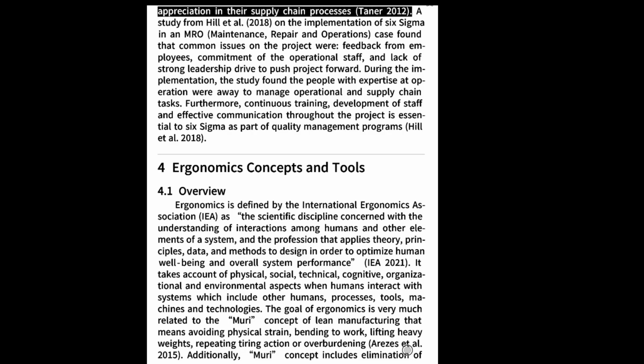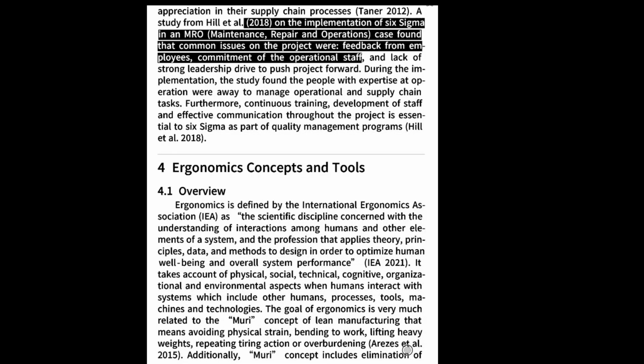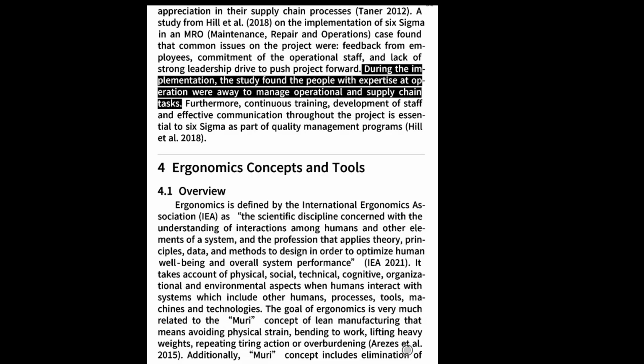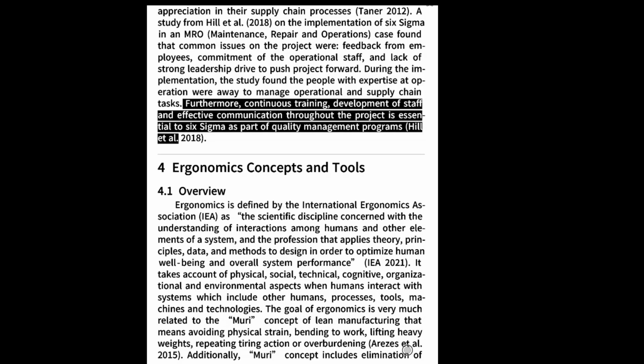A study from Hill et al. 2018 on the implementation of Six Sigma in an MRO (maintenance, repair and operations) case found that common issues on the project were feedback from employees, commitment of the operational staff, and lack of a strong leadership drive to push the project forward. During the implementation, the study found the people with expertise in operations were away managing operational and supply chain tasks. Furthermore, continuous training, development of staff and effective communication throughout the project are essential to Six Sigma as part of quality management programs. Hill et al. 2018.